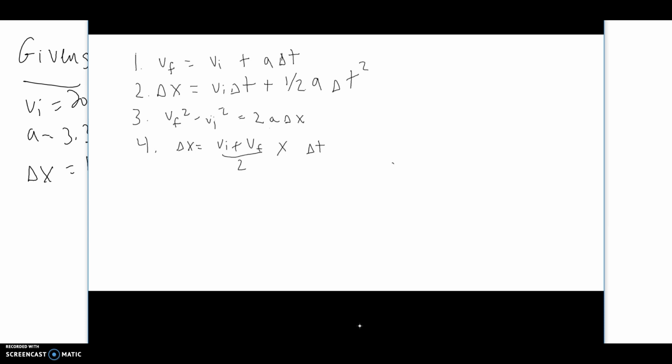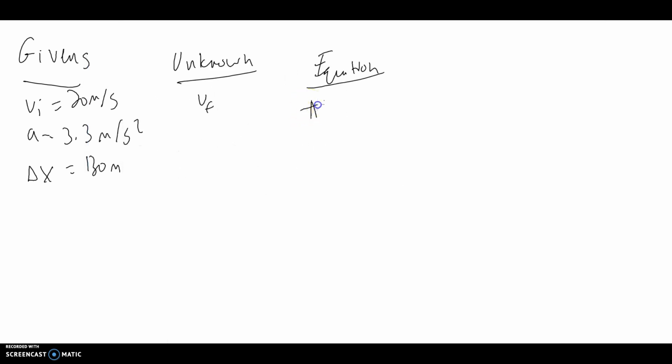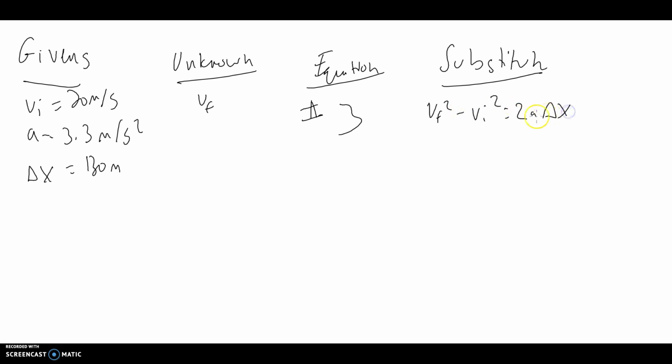Okay. So the correct equation that you would want to use is equation number 3. It has all 4 of the variables that we're looking for. So now we substitute. So number 3, VF squared, what we're solving for, minus VI squared equals 2A delta X. Let's plug this in. VF squared, so what we're solving for, minus 20 squared equals 2 times 3.3 times 130.